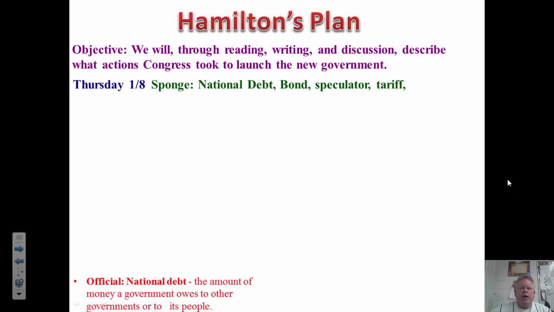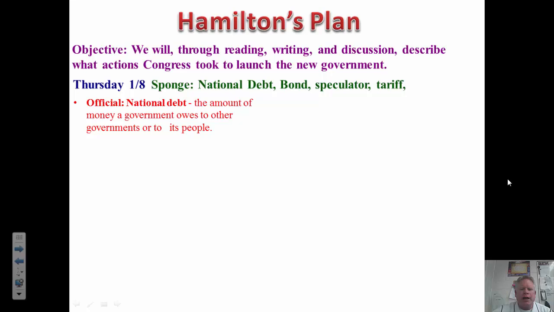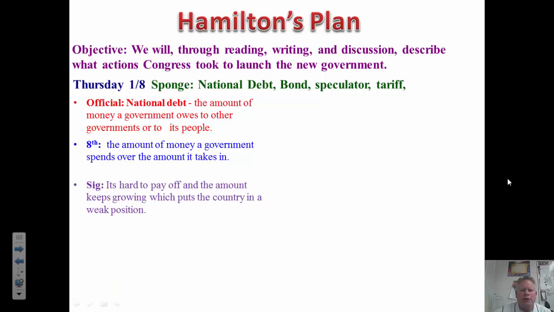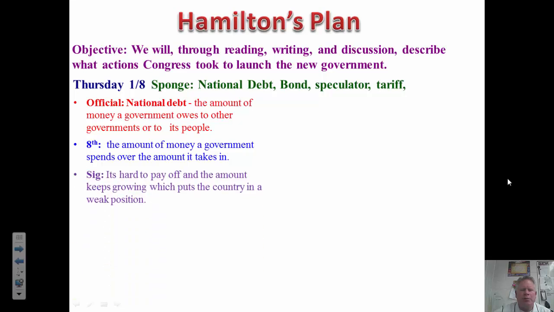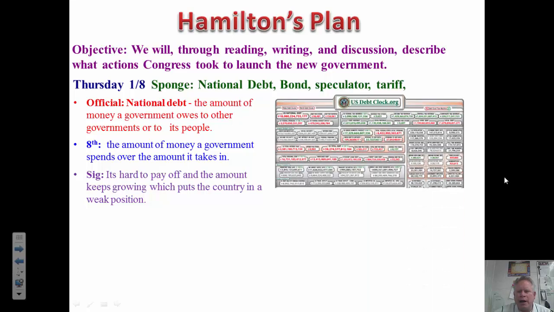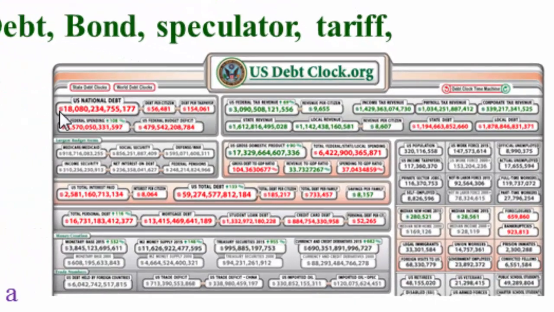So we have a few vocab words. Our first one is national debt, the amount of money a government owes to other governments or to its people. The amount a government spends over the amount it takes in. And it's hard to pay off because of the interest, and the amount keeps growing, which puts the country in a weak position. Here's the national debt clock, and you can see today our national debt is over $18 trillion.